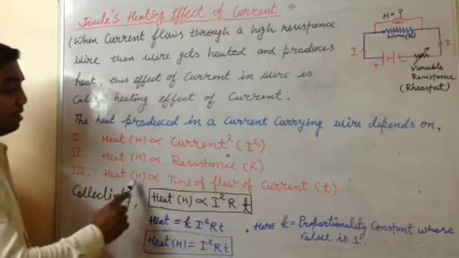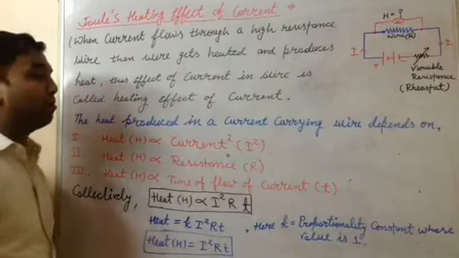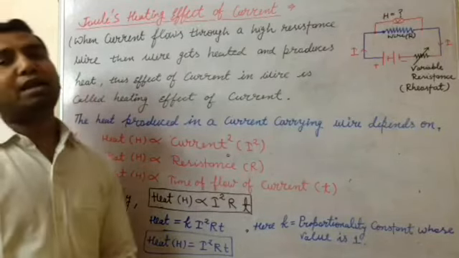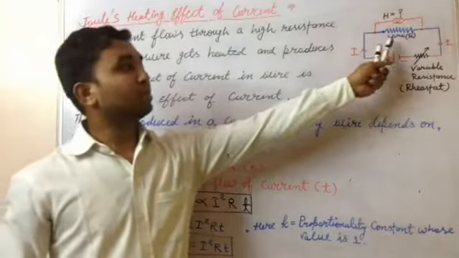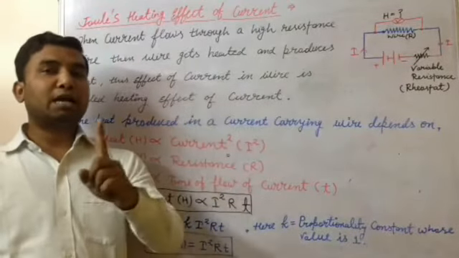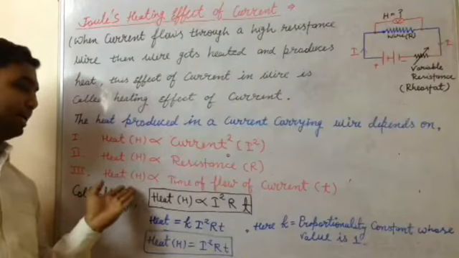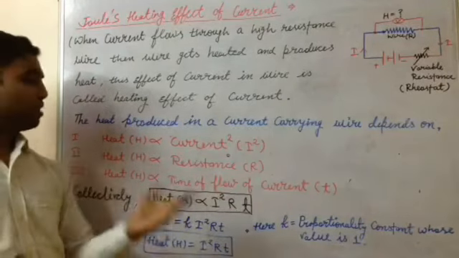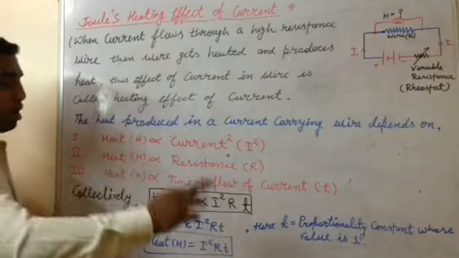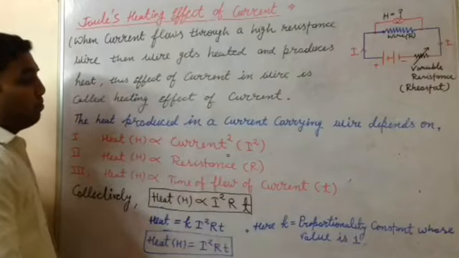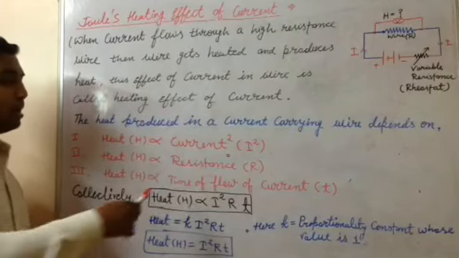Now let's see the third factor. Heat is directly proportional to the time of flow of current. Let's consider again 2 cases. Suppose in the first case, current is flowing for 1 minute, and in the second case, current is flowing for 2 minutes. Then in which case would more heat be produced? Second case, definitely, 2 minutes. Obviously, the more the time, the more the heat. Current will flow for more time, so more heat is going to be produced. So ultimately, these are the 3 factors on which the heat produced in a conductor depends.